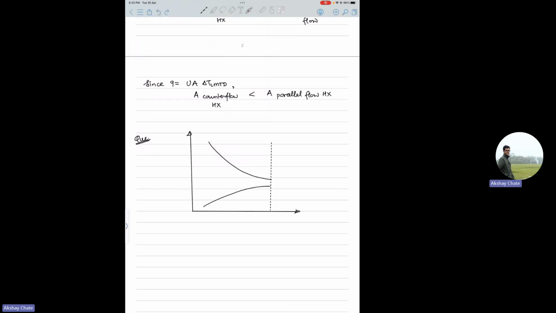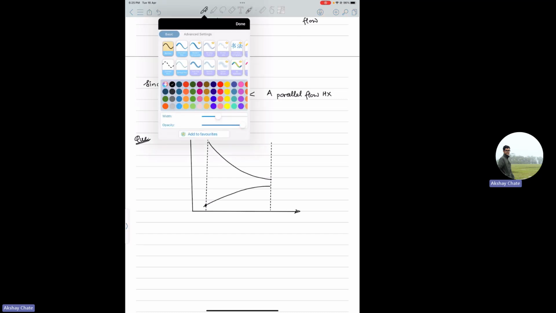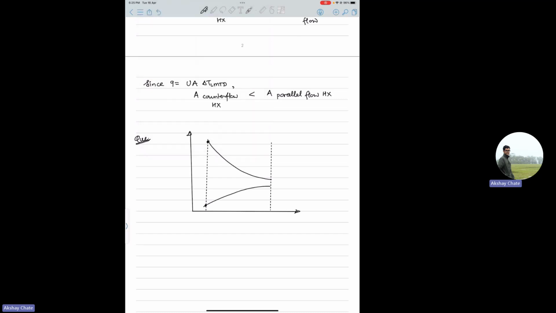Yeah, so this is your x-axis, the length of your heat exchanger. Maybe it is starting from this point. I should have drawn the lines first and then made the temperature profile, but anyway. This is the length axis of your heat exchanger. So this fluid is getting heated. This is your cold fluid, and this is your hot fluid.